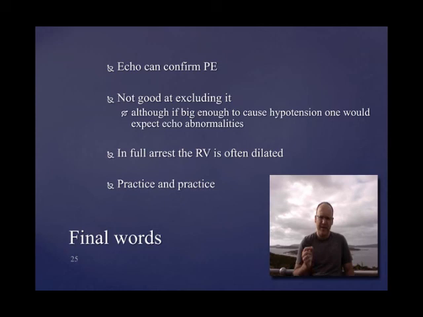Another important thing is when a patient is in full arrest, the right ventricle is often dilated. We've poured in a litre of fluid, we've filled up the right side, or the right side of the system has gradually filled up with blood as we've done CPR, and the right ventricle may often be dilated, and that doesn't necessarily mean it's a big PE. So if someone's in full arrest, I wouldn't rely completely on a dilated right ventricle. In the peri-arrest situation, much more useful.